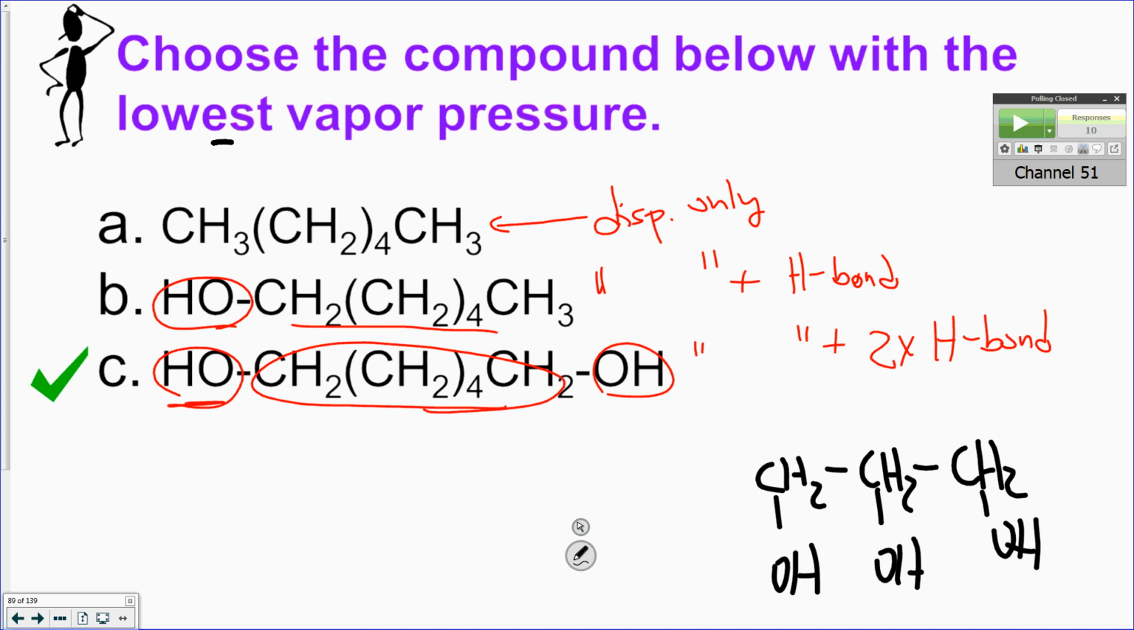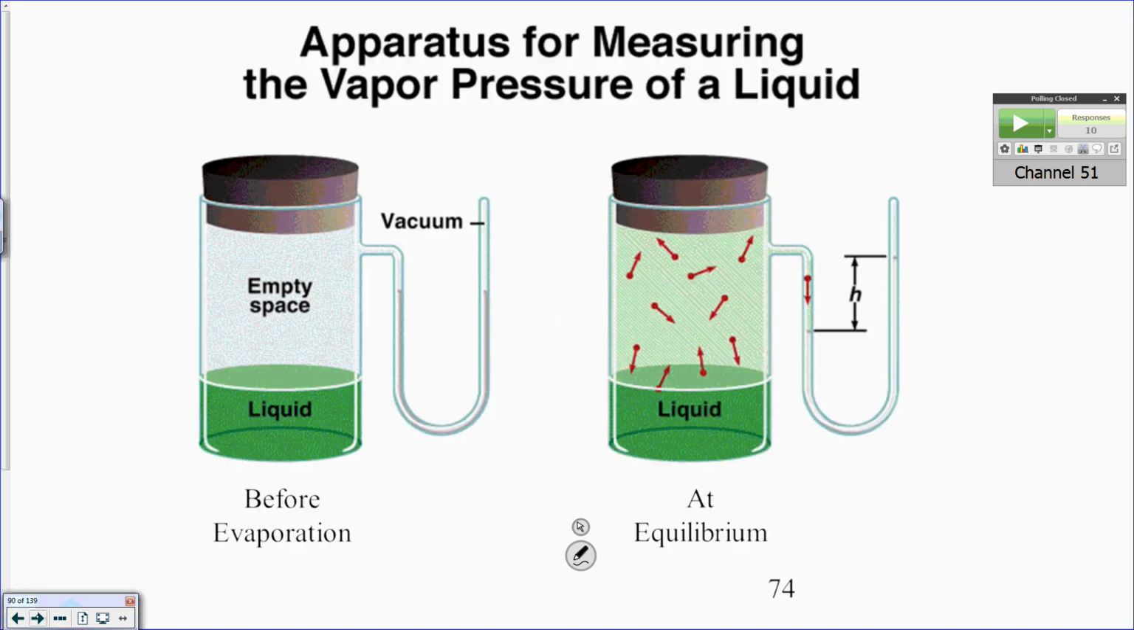And glycerol has a very, very low vapor pressure. You could take a bottle of glycerol, take the lid off of it, and come back next year and 95% of it's still there. Because it doesn't go into the vapor phase, it sticks to each other. All right, how do we measure vapor pressure?